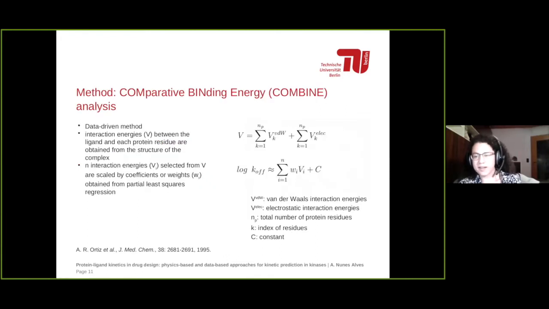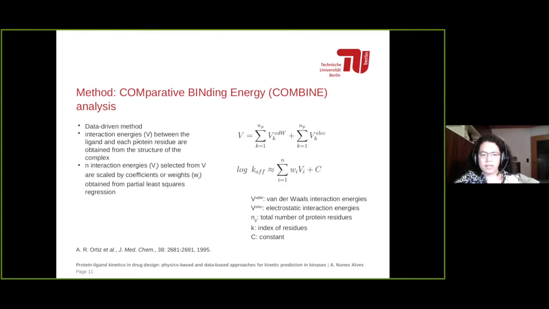And for this part, we use a method called comparative binding energy analysis, also known by this short name, COMBINE analysis. So COMBINE was published first by my former boss, Professor Rebecca Wade, in this paper from 1995. And it's a data-driven method. And the idea is that, first of all, we need a data set to train the method, and then we can make predictions with this afterwards.